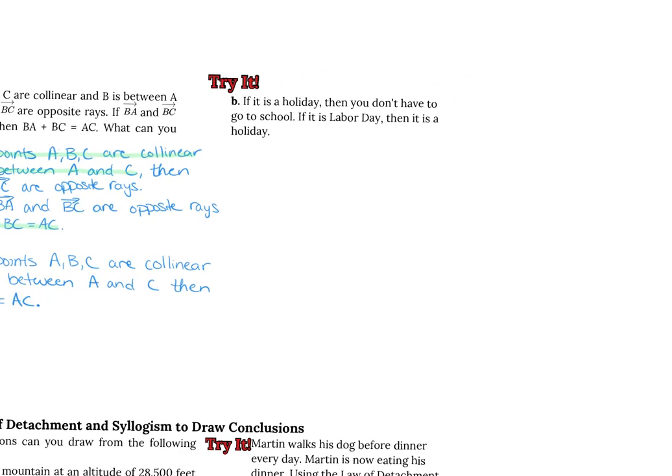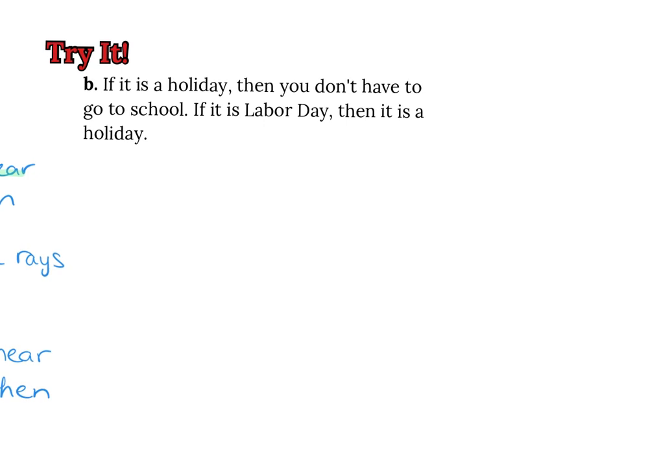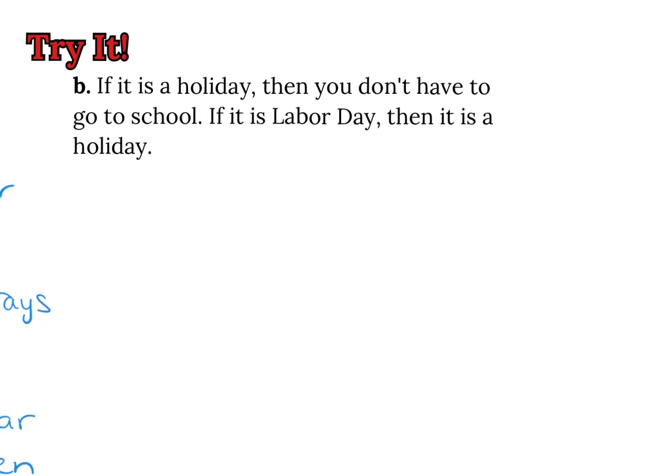Okay, let's look at the try it. All right, if it is a holiday, then you don't have to go to school. If it is Labor Day, then it is a holiday. Okay, so on this one, they actually have the statements flipped. So this second one is actually the first conditional statement, and this would be the second conditional statement. So the conclusion from my first conditional statement matches the hypothesis from the second conditional statement. So to write my concluded conditional statement, I would have that if it is Labor Day, then you don't have to go to school.